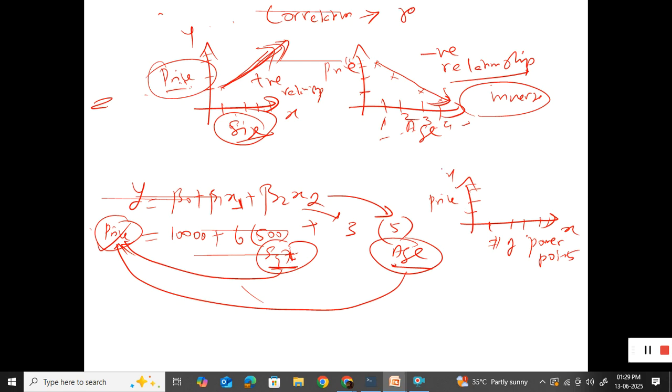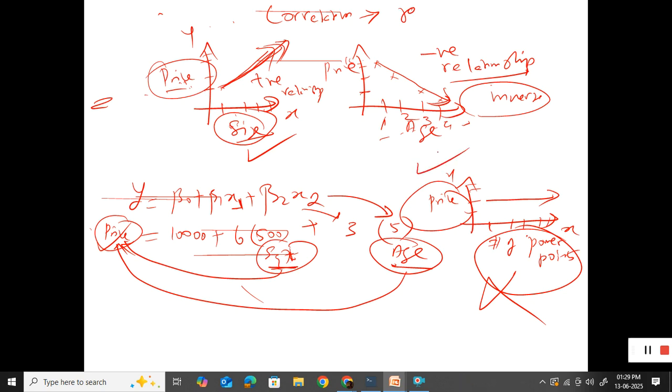So in this case the line will be flat. That means there is no relationship between these two variables. So in this case, what to do? Don't include this variable in your linear regression equation. Only include size and age in your linear regression equation.